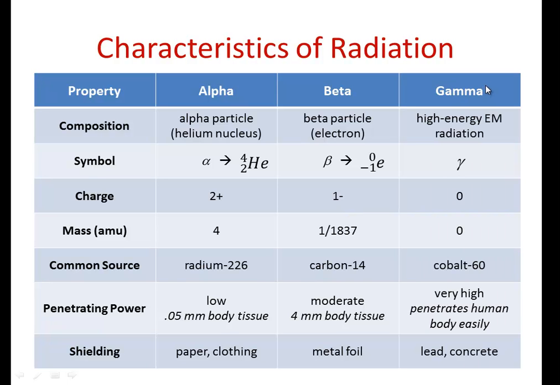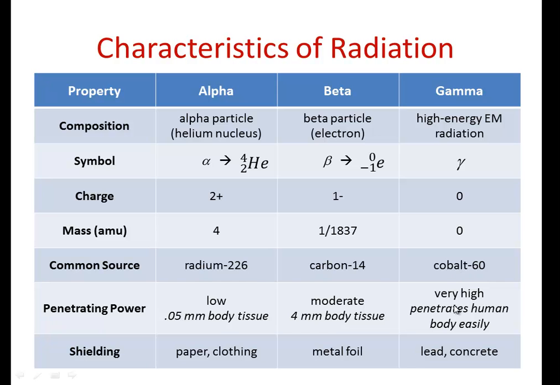Now, gamma rays are much, much more powerful than either alpha or beta. And unlike alpha and beta radiation, gamma radiation is not a particle. Gamma radiation is electromagnetic radiation. Okay, so it's very, very high frequency electromagnetic radiation, even higher frequency than X-rays. This is the lowercase Greek symbol gamma. There's no electrical charge at all, no mass. Cobalt-14 is a common source. It's one of the several sources of gamma radiation.